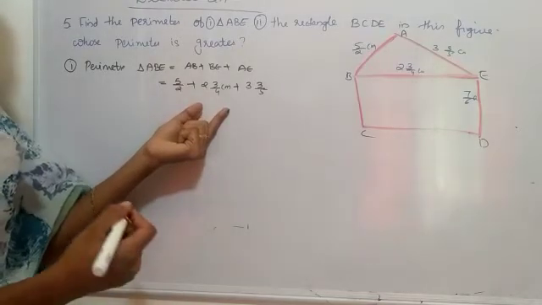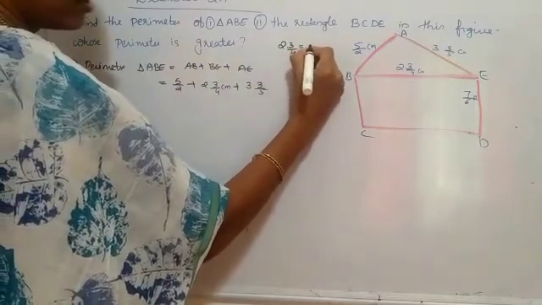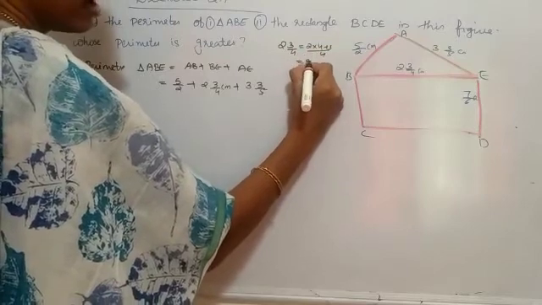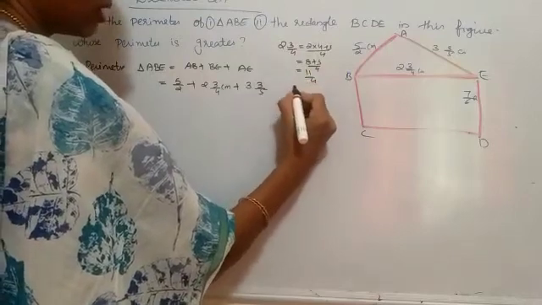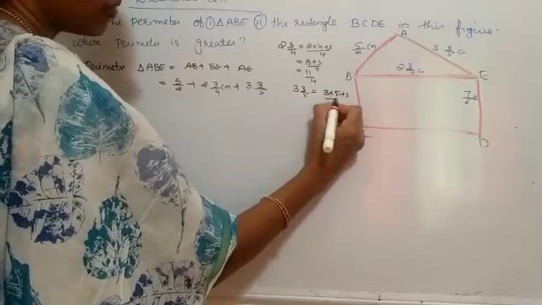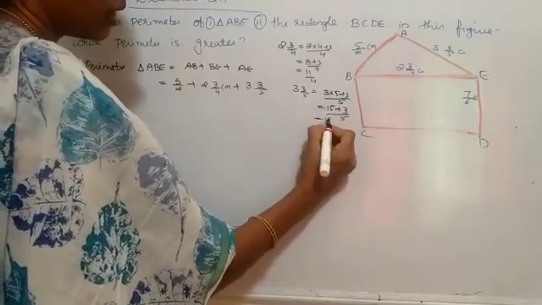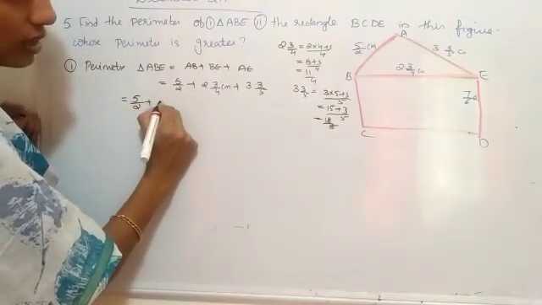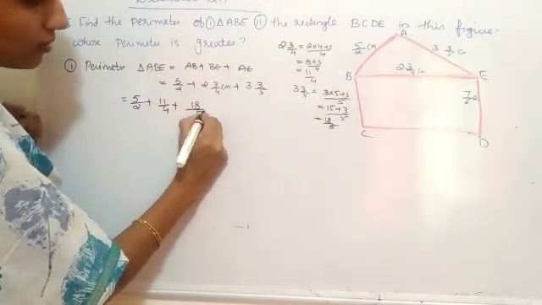Now see this, these two sides are given in a mixed fraction. Convert it into an improper fraction. How will you convert improper fraction? 2 into 4 plus 3 divided by 4. We will get 8 plus 3 by 4 is equal to 11 by 4. Same way 3 by 5 is equal to 3 into 5 plus 3 divided by 5. 15 plus 3 divided by 5. It is 18 by 5. So we can write 5 by 2 plus 11 by 4 plus 18 by 5.